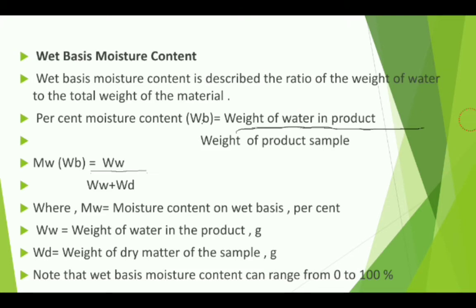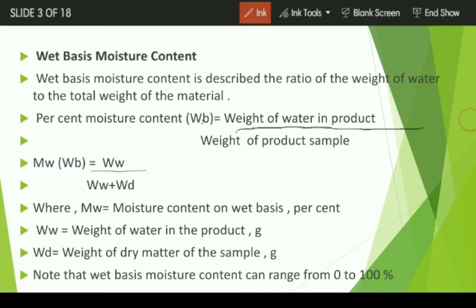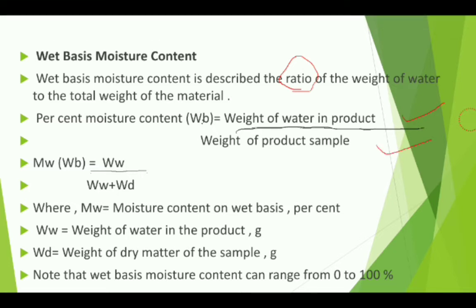So what is wet basis moisture content? Wet basis moisture content is the ratio of weight of water in the product to the weight of the product sample. So by definition, wet basis moisture content is described as the ratio of weight of water to the total weight of material.